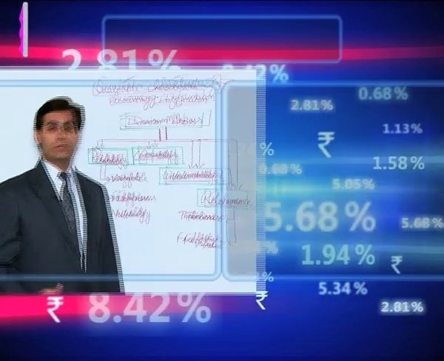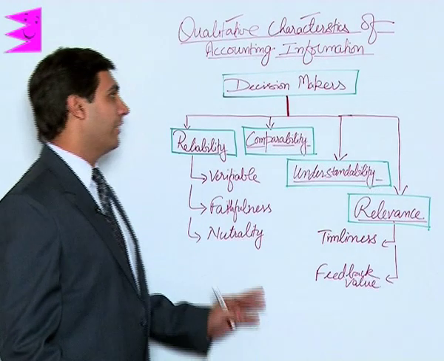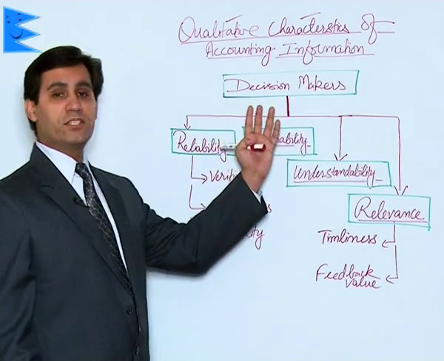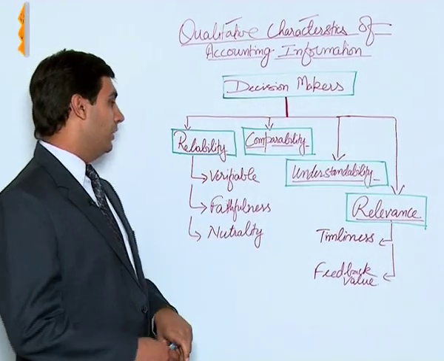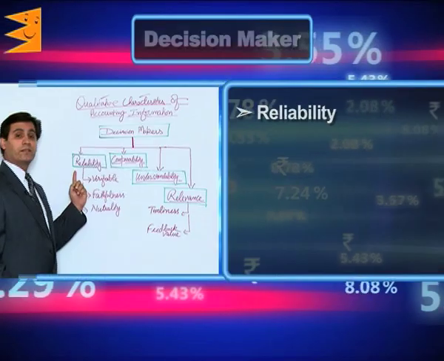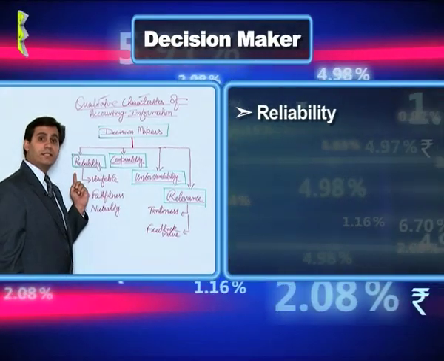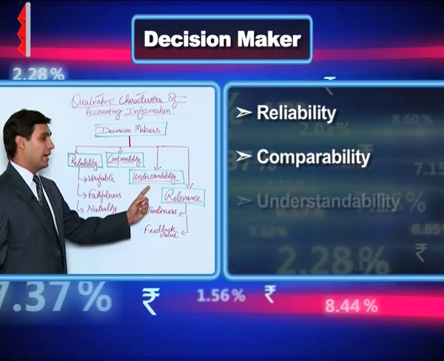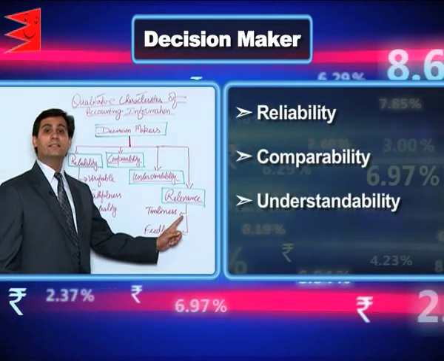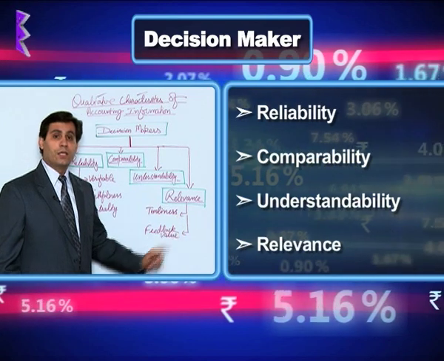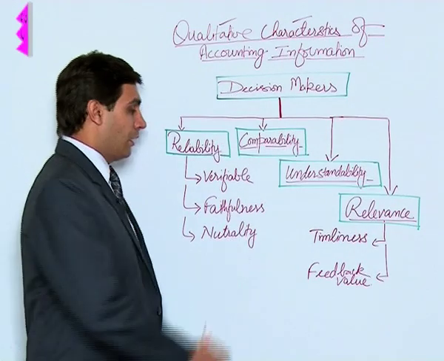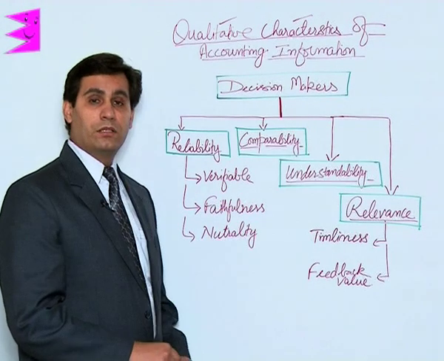Now these characteristics are broadly divided into four parts. That is, any decision maker would actually look that the data is reliable. It is comparable, it is understandable and it is relevant. Now, what do we mean by reliable? Reliable means it must be verifiable.